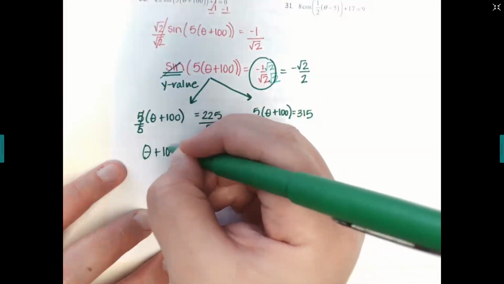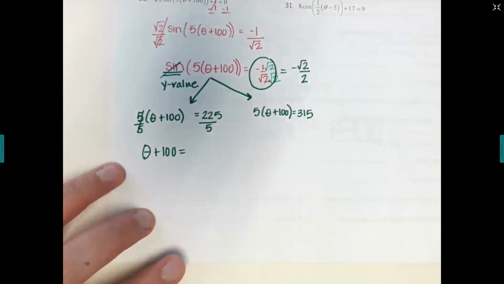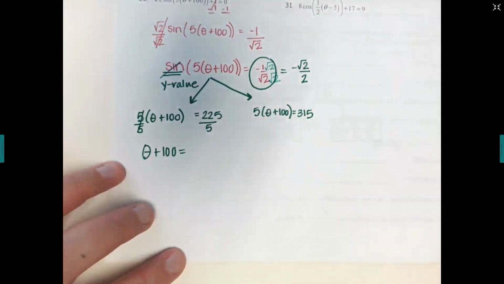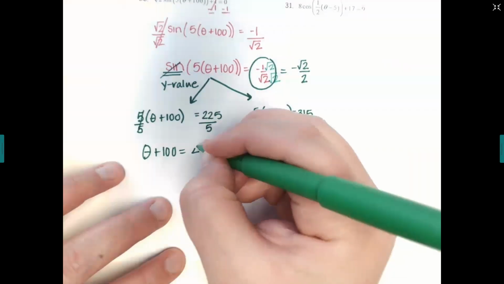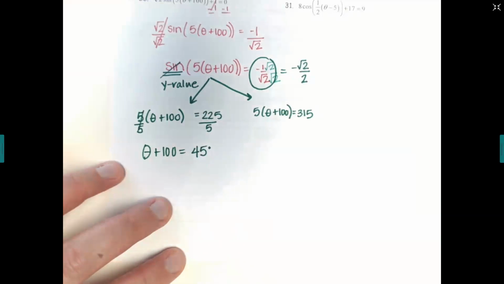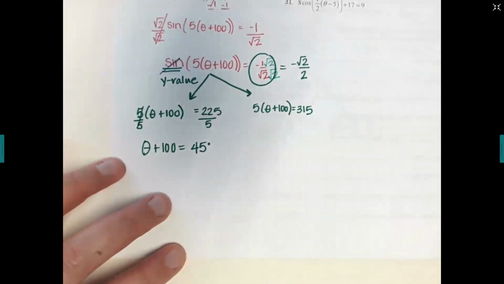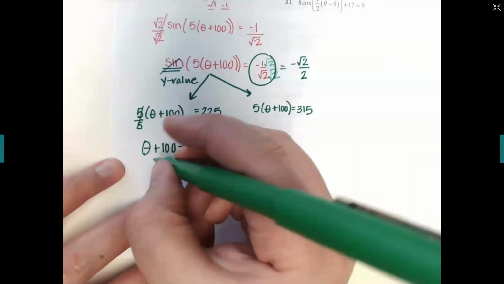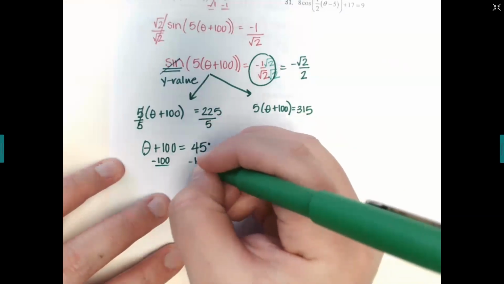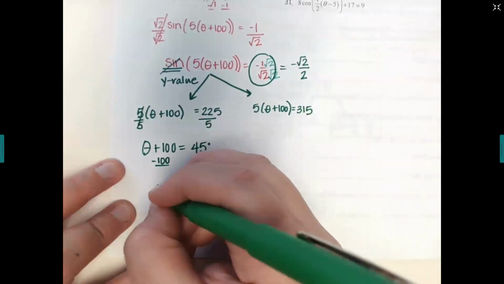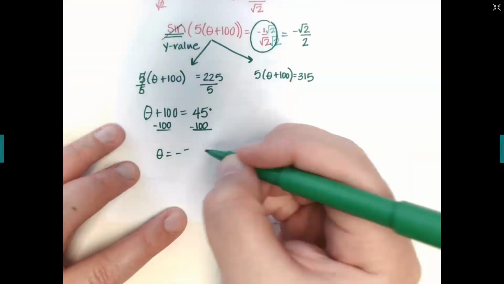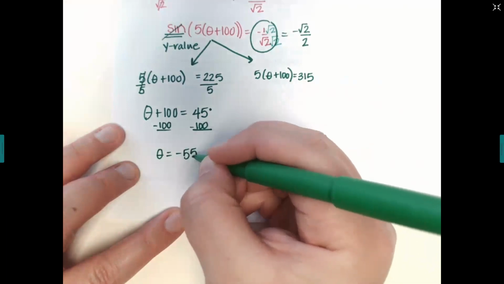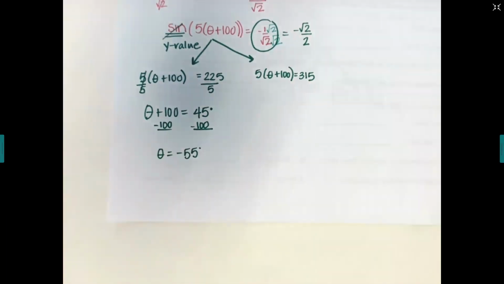Theta plus 100 equals, someone with a calculator, what is 225 divided by 5? How much? 45? Okay, then from there, what do I do with the plus 100? And 45 take away 100 means my first theta is what? Negative 55 degrees. Okay, go ahead and solve the other one for me.